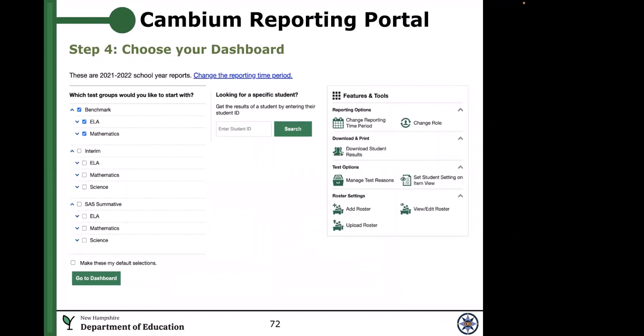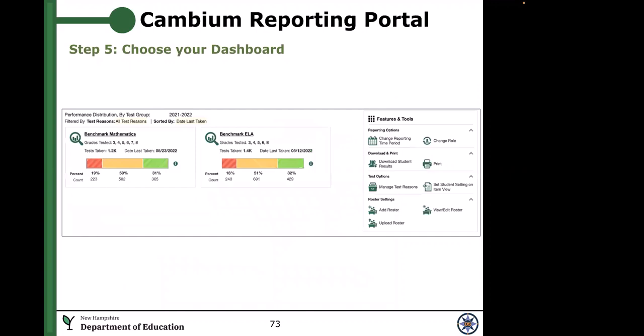As you go into the dashboard, this is what you will see. You're able to choose the benchmarks here, right? You could choose the summatives if you were looking at those, but you choose the benchmarks and whichever benchmarks you want to see. Then you can say, make these my default, and then go to dashboard. So now I'm seeing my benchmark math and my benchmark ELA. Keep in mind, you will only see student information if you are rostered with those students. The students have to be rostered to you. So you can administer an assessment to students all day long.